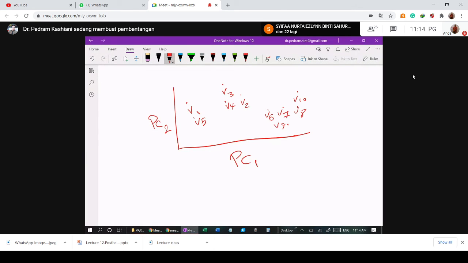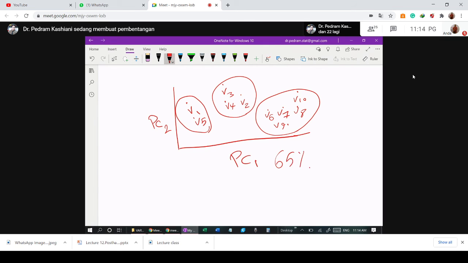So again, you can see these 2 PCs divide my variables into 3 groups. This is 1 group, this is 1 group, and this is 1 group. Most of them are different in PC1. You can see PC1 still has a bigger variation, 65%. This PC is only 15%.